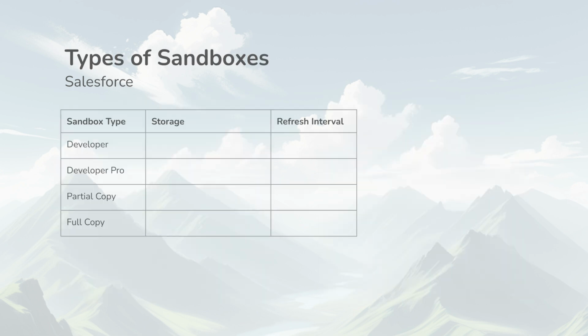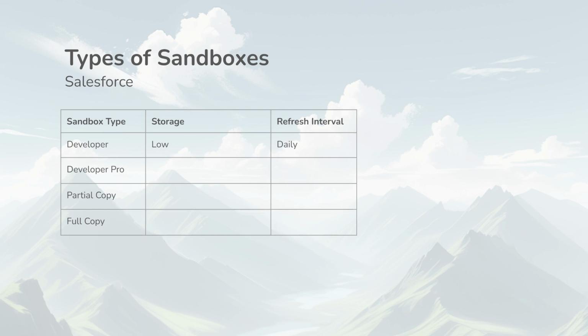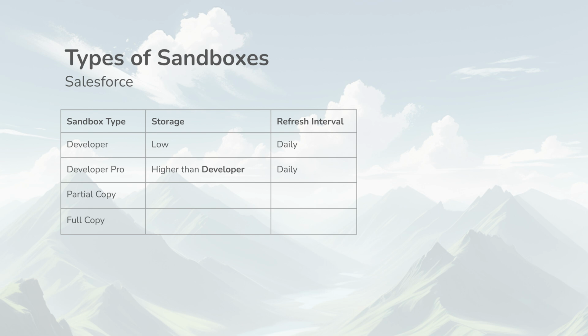Now, let's talk about the different types of sandboxes. Based on the type, we can use them for different purposes. Developer sandbox. This is the most basic sandbox. It has the lowest data storage, but it can be refreshed every day. Developer Pro sandbox. This sandbox provides more data storage, however, not the same as that of the production instance. This can also be refreshed every day.